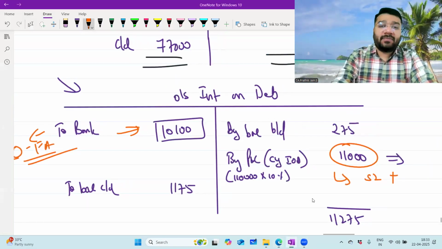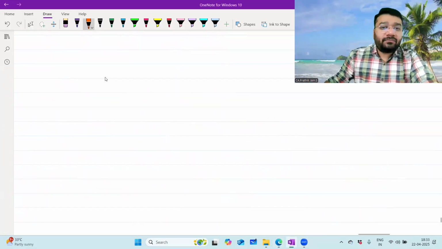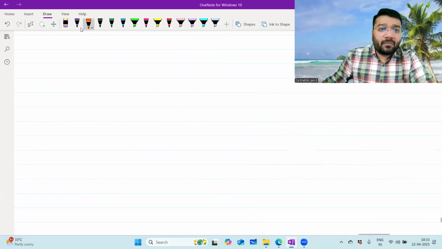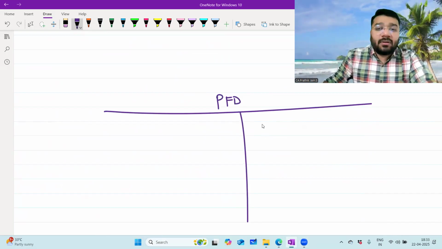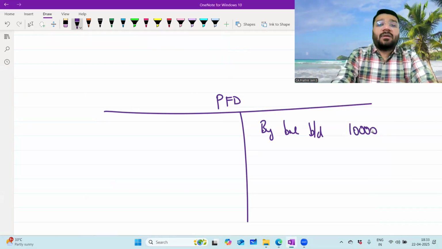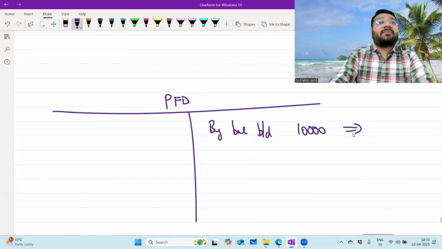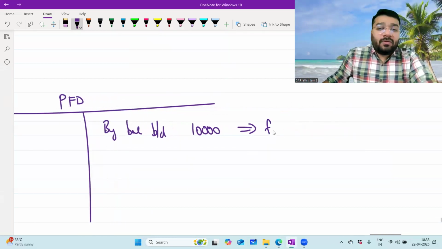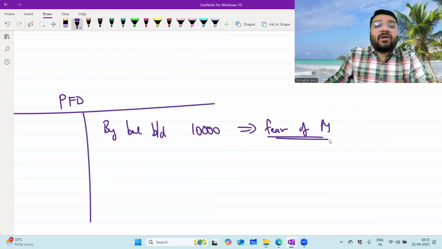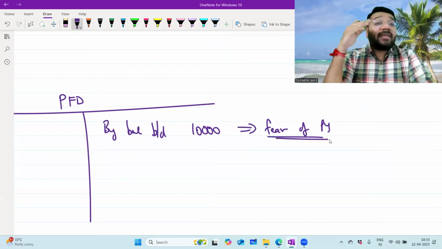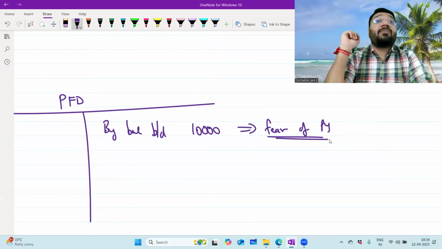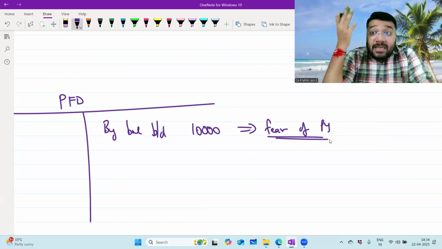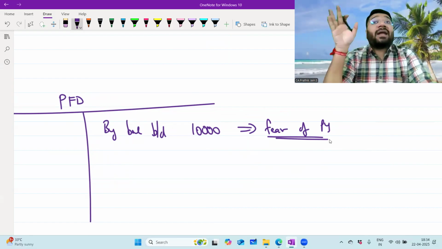Now listen to me very carefully. Small quick revision. Provision for doubtful debts, by balance brought down, let's suppose 10,000 rupees. Can somebody tell me what is the meaning of this 10,000 rupees? It is the fear of the previous year. In the previous year, you feared that this 10,000 rupees may or may not come. So the prudence concept says that if you have a doubtfulness about the receipt of money, if you anticipate a loss, you record your anticipated losses.